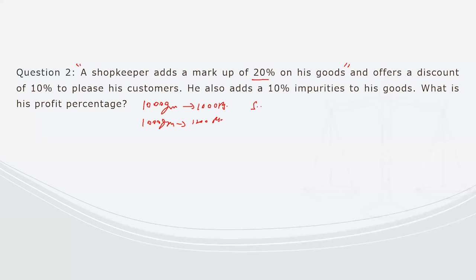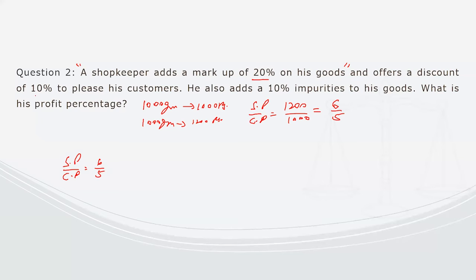Correct? So what will be his ratio of selling price by cost price? The ratio of selling price by cost price is 1,200 divided by 1,000, right? Which is going to be what? 6/5. So if I look at the ratio of selling price by cost price, that's going to be 6/5, right? For the first transaction.